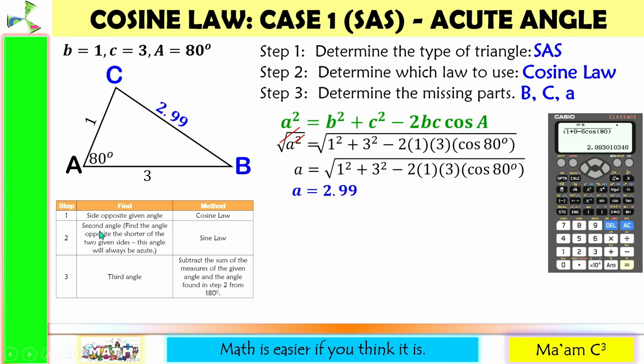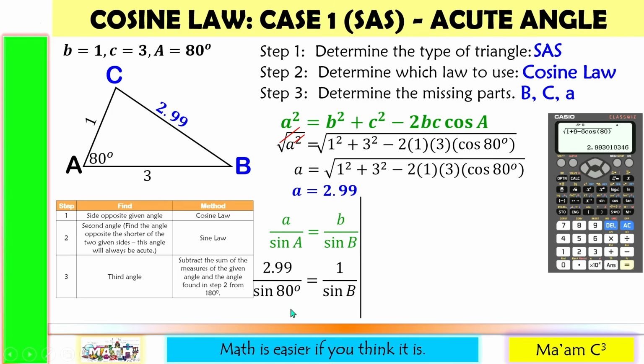Step 2, we're going to solve for the second angle, and this is the angle opposite the shorter of the two sides given. 1 is shorter than 3, so we're going to solve first for angle B, and that is using sine law. So we have A over sine A equals B over sine B. Let us substitute for A. We just solved for it, 2.99. Our angle A is 80 degrees. B is 1, and the missing angle is angle B.